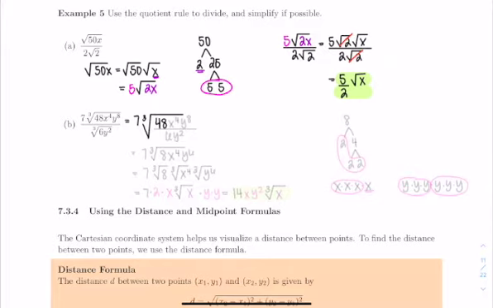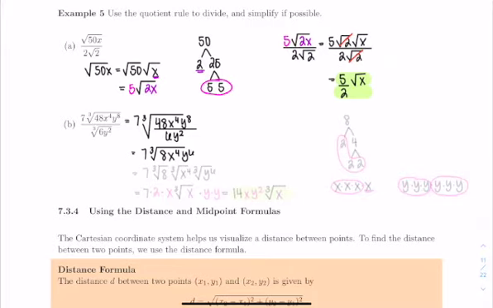I have 48x to the 4th y to the 8th over 6y squared. So let's go ahead and simplify. We have 48 over 6, which is 8. We have x to the 4th over no x's, so we're just going to rewrite x to the 4th. And then we have y to the 8th over y squared, which just gives me y to the 6th because we subtract the exponents. Now this is a lot easier to simplify.